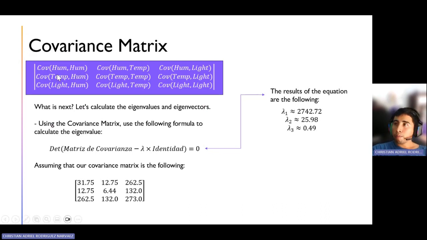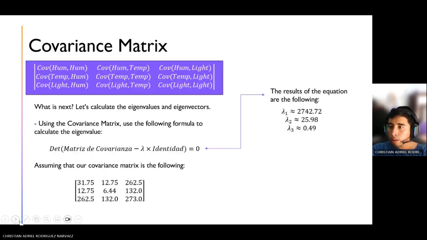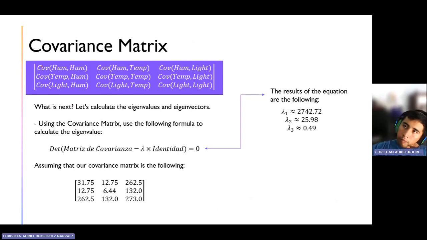In this case, for example, we have the covariance between the humidity and humidity.